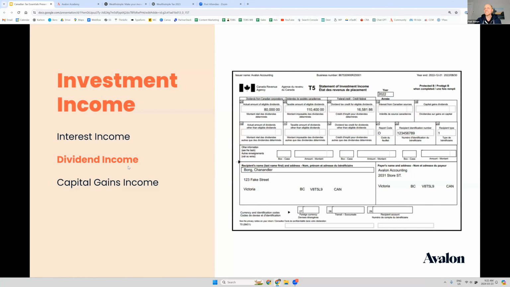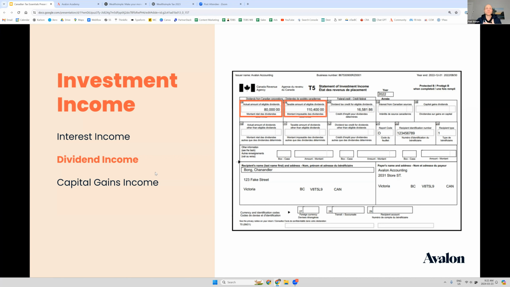Dividend income is taxed a little bit differently, and I'll go into this one a bit. Dividend income is earned when you own shares in a public company. So let's say you own shares in Shopify and they paid dividends, you could earn dividend income that way. Or if you own shares in a private company like Avalon Academy Inc. or Avalon Accounting Inc., you can pay yourself in dividends. How they work is that you get an actual amount of dividends. So in this example, we have Chinandler Bong, who works at Avalon Accounting apparently, and we paid him $80,000 in dividends. So that's his actual amount of dividends.